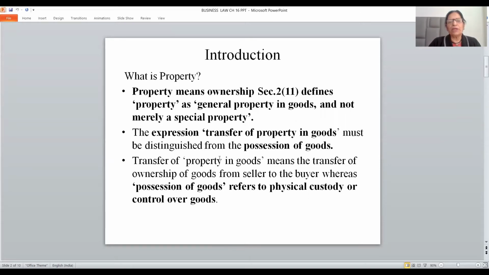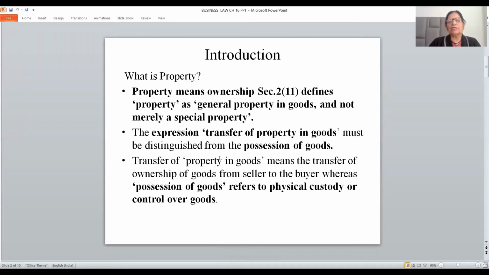So by property, we mean general property. And by general property, we mean the ownership. And special property means some interest. As you know, the pledgee has some interest in the goods which are pledged by the pledger with the pledgee. So friends, there is a difference between general property and special property.